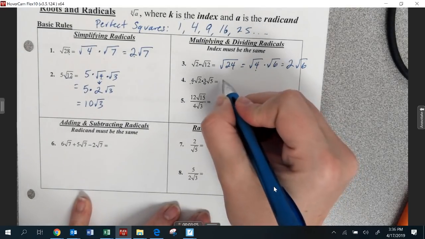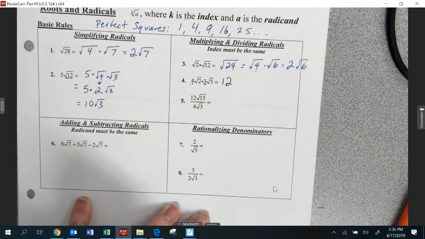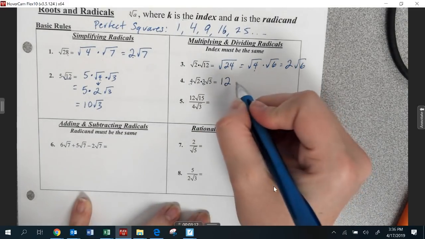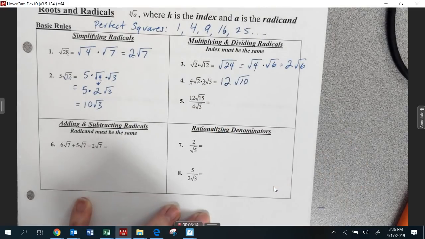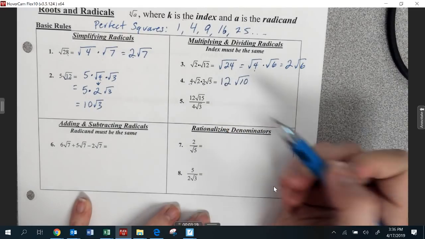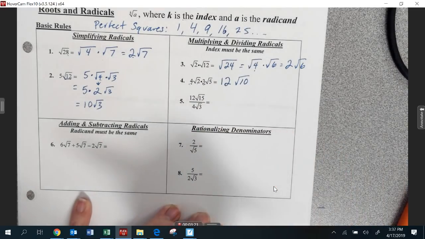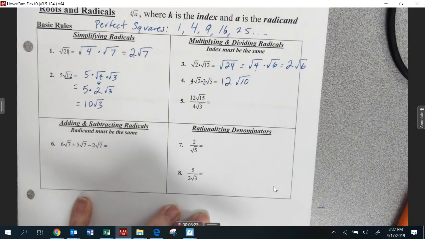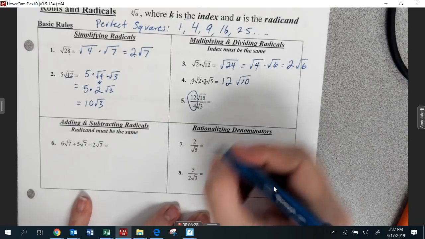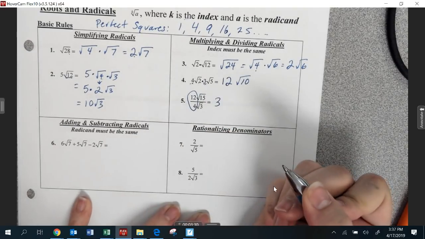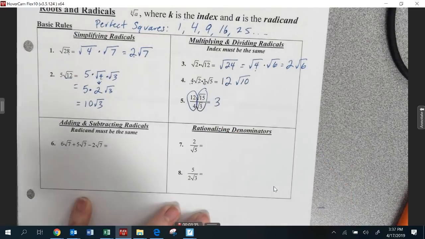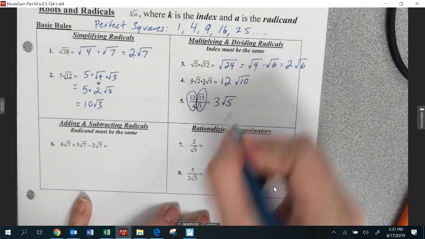4 times 3 in this one would get me 12. I'm allowed to multiply those both since they're coefficients and they're outside my radical. Square root of 2 times the square root of 5 would get me the square root of 10. Since the only factors of 10 are 2 and 5 and 1 and 10, there are no perfect squares that can divide into this, so that's as far as I can simplify that. On this example, the coefficients I'm allowed to divide, and just get whole number 3. And then the root portions I'm allowed to divide since they both have the same index, so I get the square root of 5.